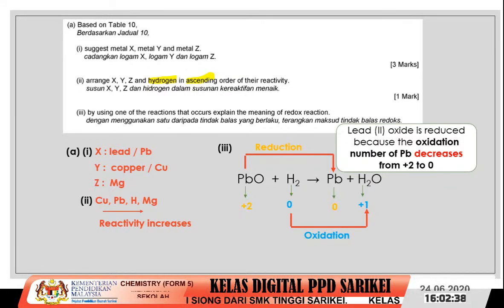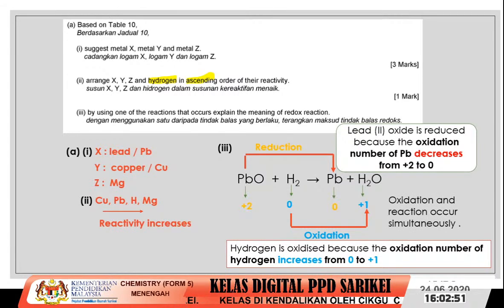So you can answer like this. Lead(II) oxide is reduced because the oxidation number of lead decreased from positive 2 to 0. And hydrogen is oxidized because the oxidation number of hydrogen increased from 0 to positive 1. So oxidation and reduction occur at the same time. So this is a redox reaction.